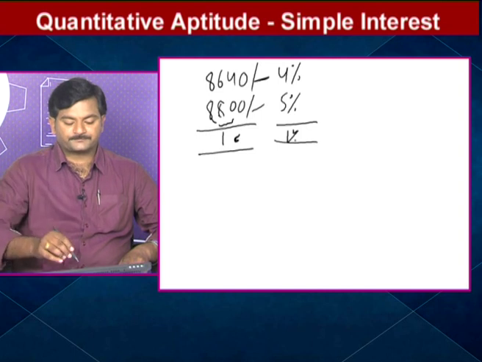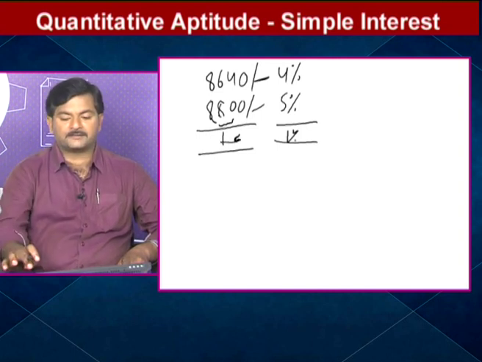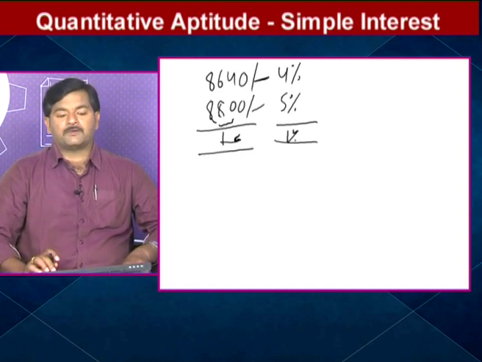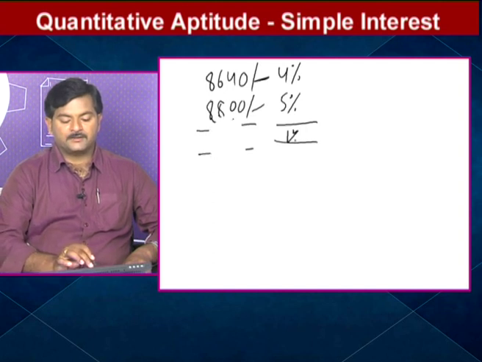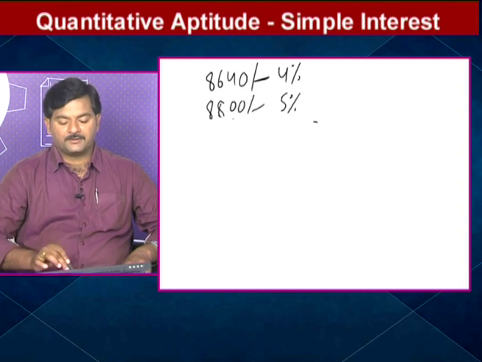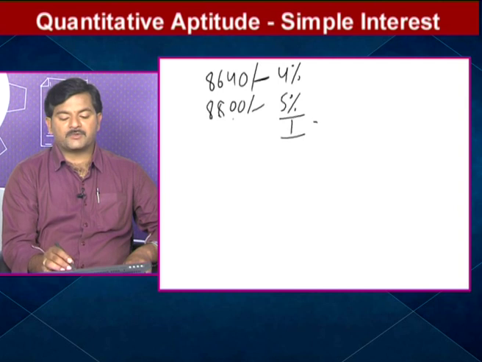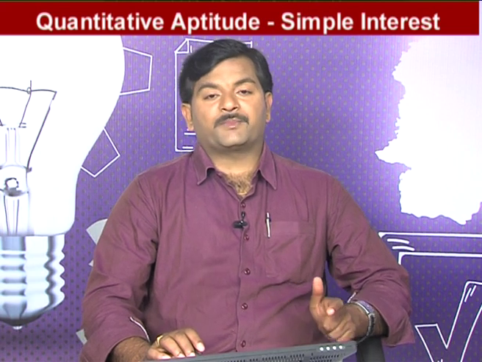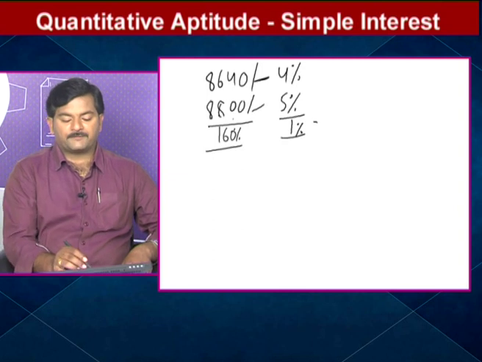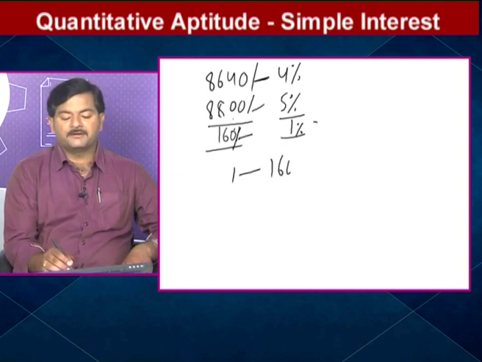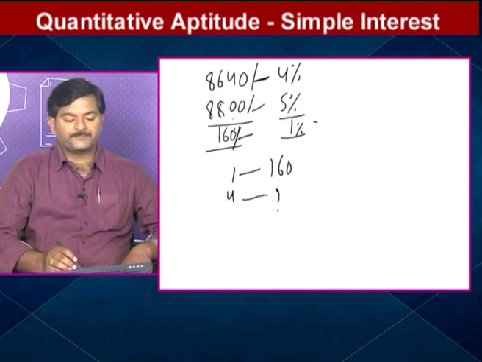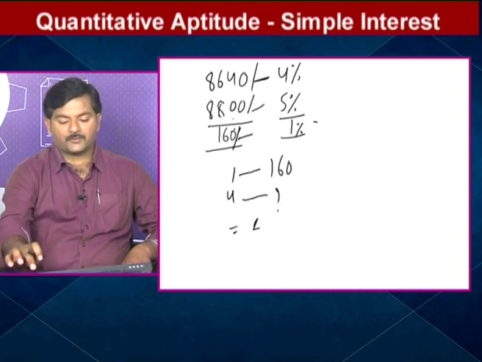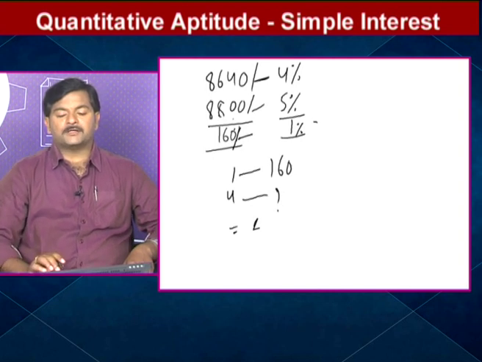I hope you are getting what he asked you to find. Let me repeat this part once again. Since the rate of interest is increased by 1%, the amount is increasing by 160 rupees. From this concept we can find the interest with 4% rate of interest. For 1% I am getting 160 rupees, so for 4% it is obviously 640 rupees.